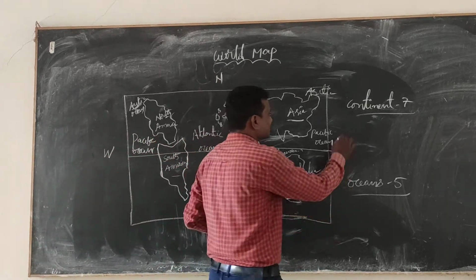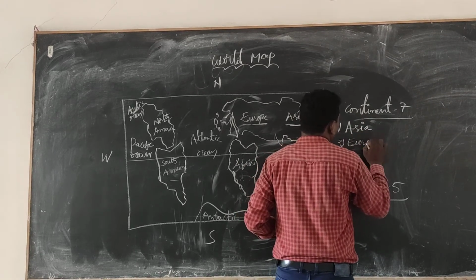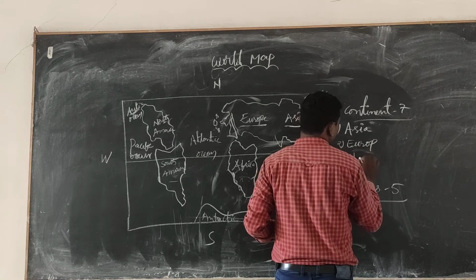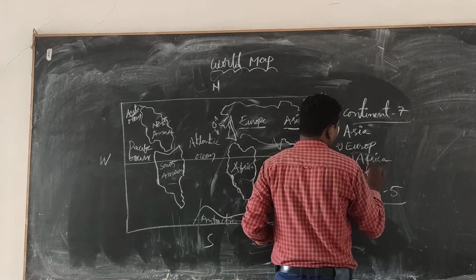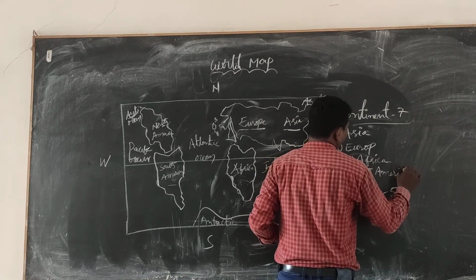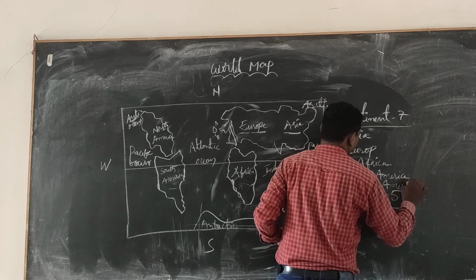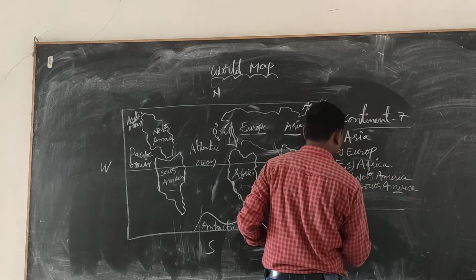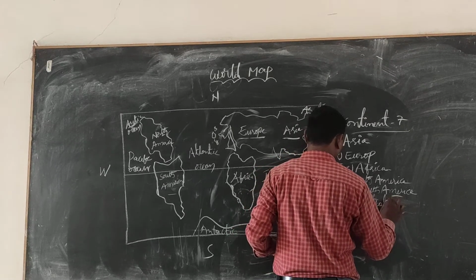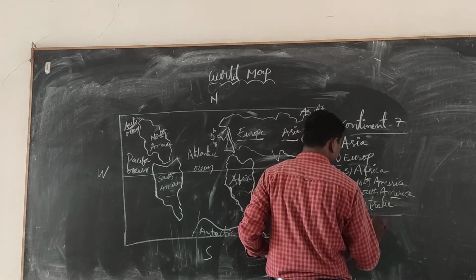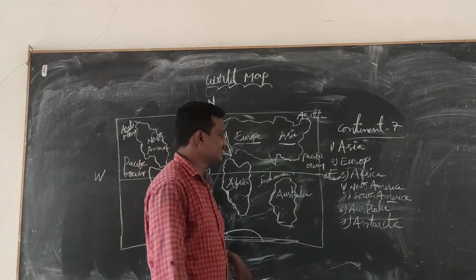Let us see the continents first. Asia. Europe. Africa. North America. South America. Australia. Last one, Antarctic. Okay, these are the seven continents and five important oceans.